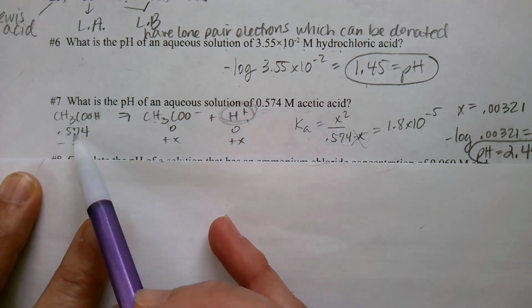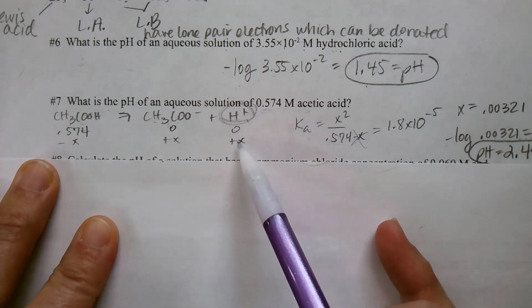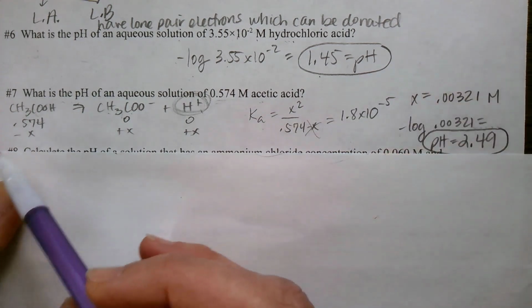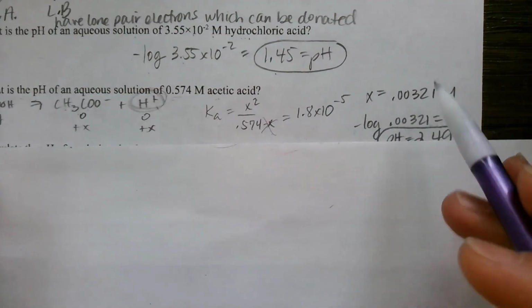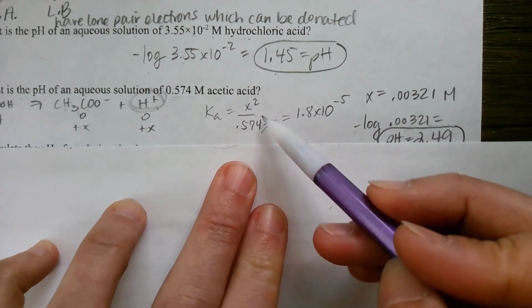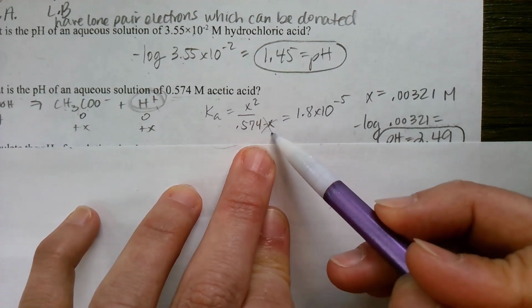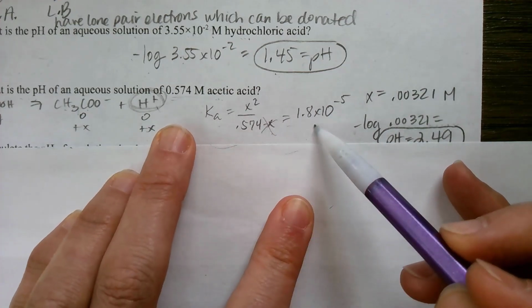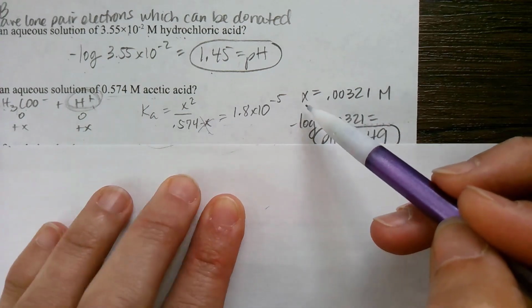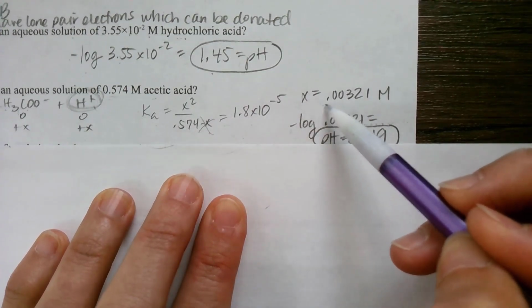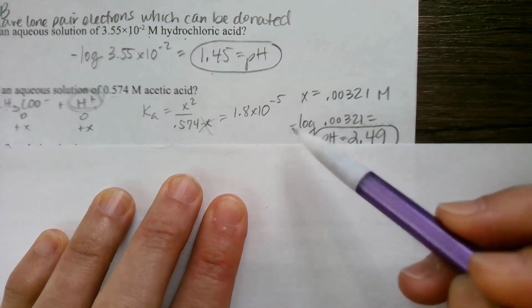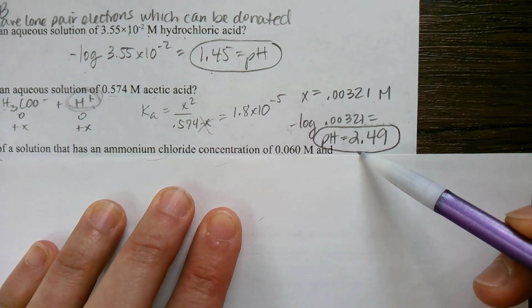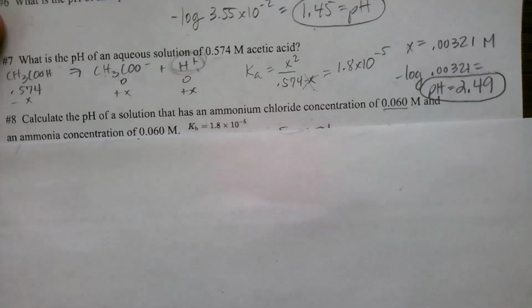So if I started with 0.547, I'm going to do minus x, plus x on both sides, giving me a Ka expression of x squared over 0.547 minus x. We're making the assumption that x is really small, so I can disregard that. The Ka value for acetic acid is 1.8 times 10 to the negative 5. Once I find x is 0.00321, I can then take the negative log, and that would give me my pH of 2.49.